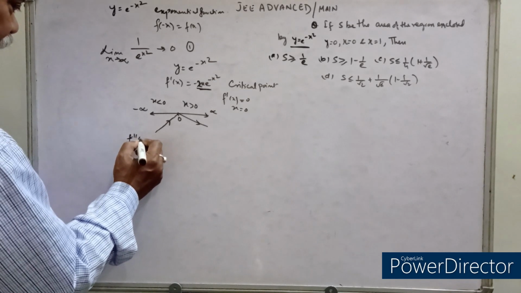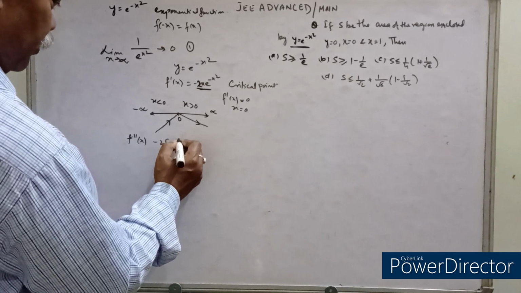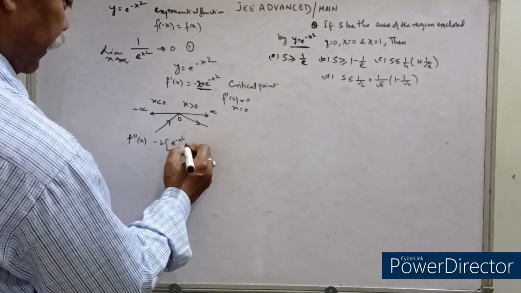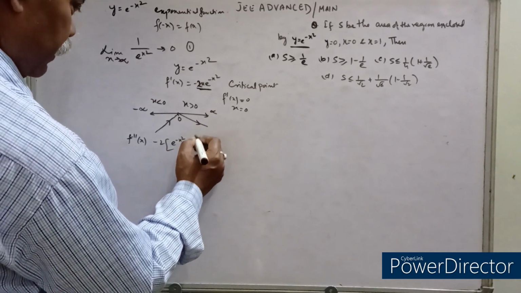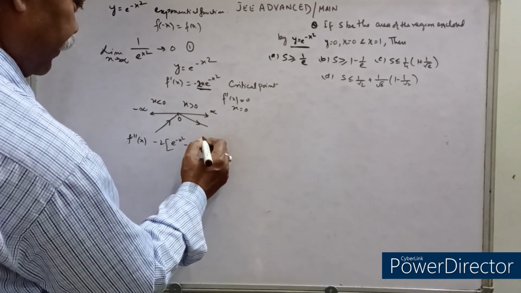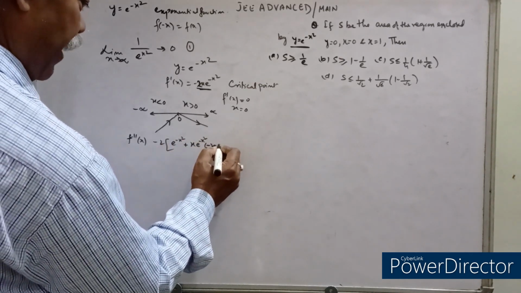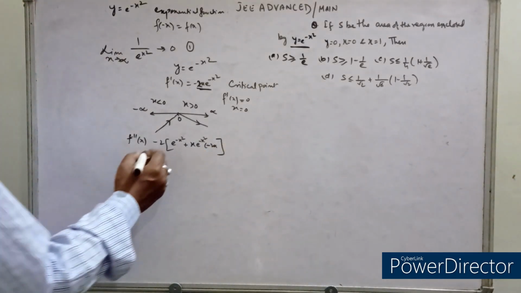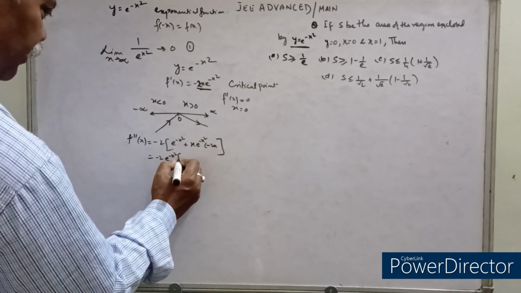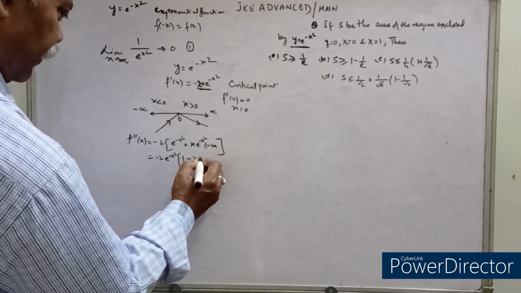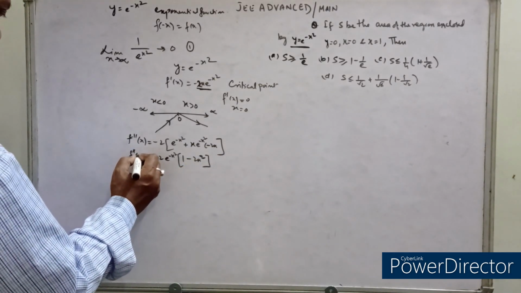So if you find the second derivative, what are you going to get? f double dash x is equal to minus 2, this will be the product rule, e to the power of minus x square, then again minus x e to the power of minus x square, sorry, this will be plus, so minus 2x. So this will be minus 2 e to the power of minus x square, which is common, times 1 minus 2x square. So here this is f double dash x.